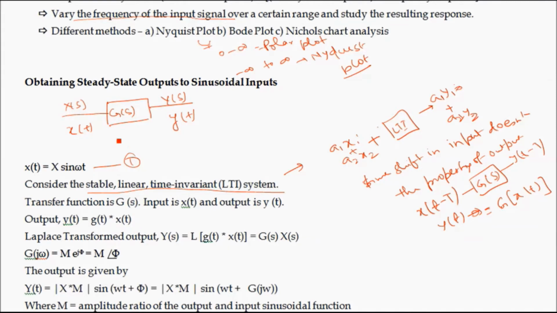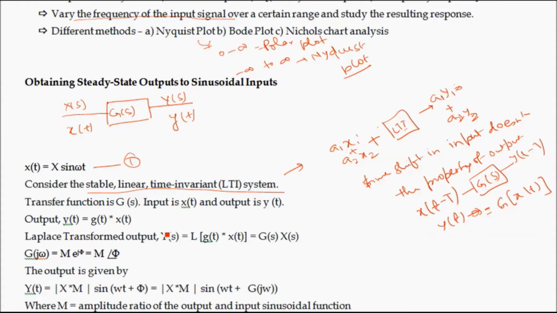As we know, for a system, if its transfer function is G(s) and input x(t) is applied, then the output will be the convolution of g(t) and x(t). So what is basically convolution? Convolution is a mathematical operation that takes place between two functions and produces a third function that represents the amount of overlap between one function and a reversed and translated version of the other function.